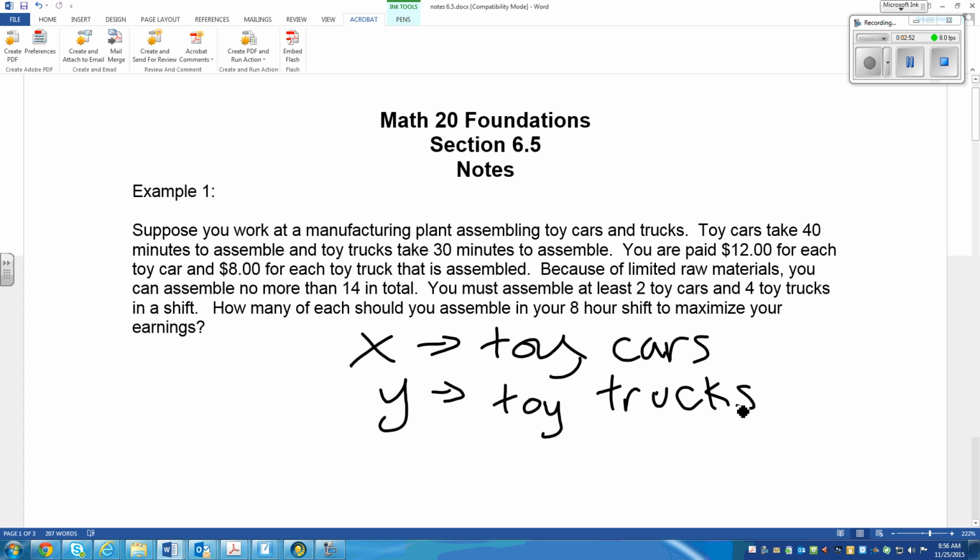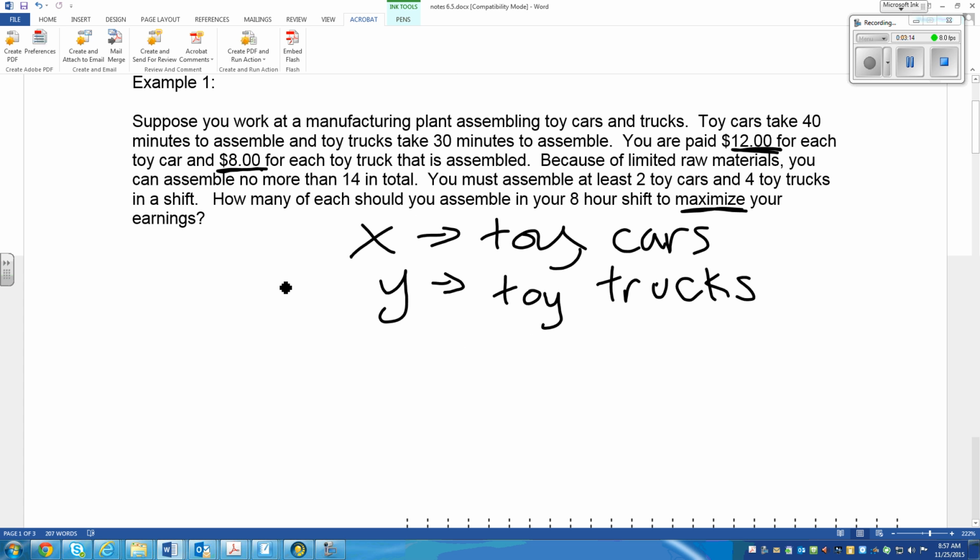What are we trying to maximize or minimize? What's our second step here? We're trying to find our Q, and so we're trying to maximize our earnings. How do you earn money? You make it in the amount of toys. So $12 you get paid for each car and $8 for each truck. So your maximizing value, how would we write this statement? Q equals 12x plus 8y. Because you're paid $12 for each car, $8 for each truck, and that's how you figure out your maximum quantity.